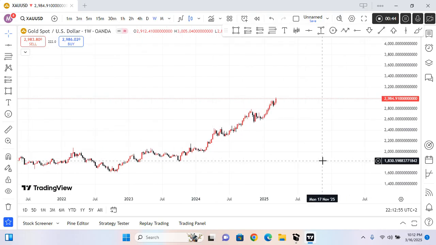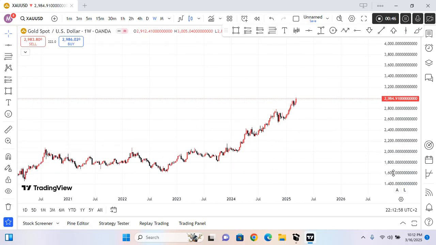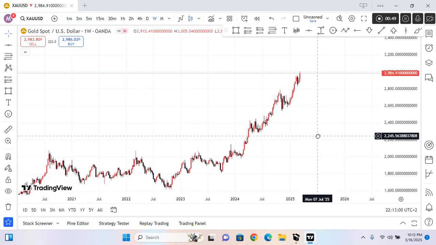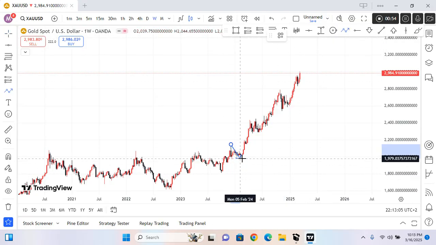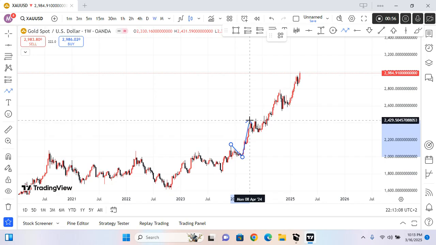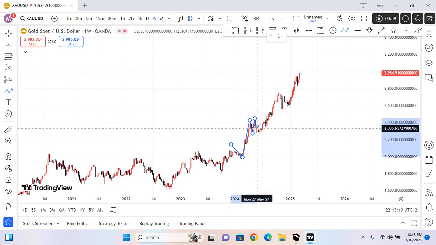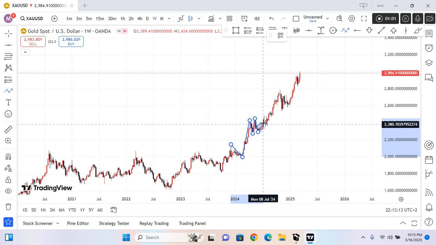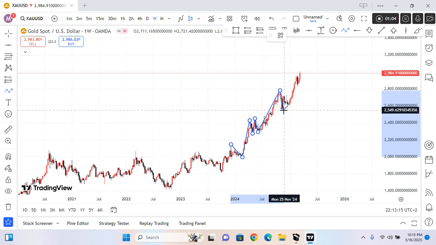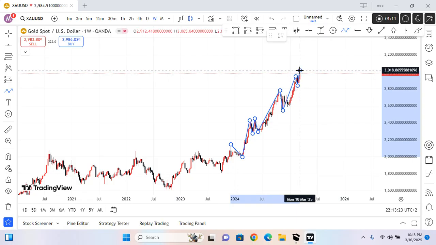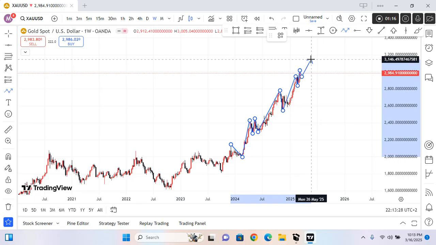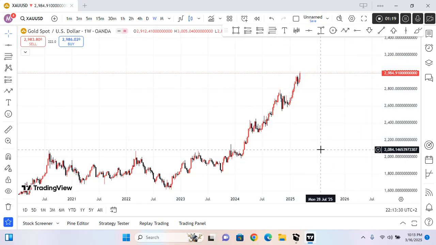But when we look at the chart, we can clearly tell that we are on a bullish time frame because the market has been making higher high, higher low, higher high, higher low, higher high, higher low. Now it has created a higher high. I believe that it might come back and test here and then push back upward.